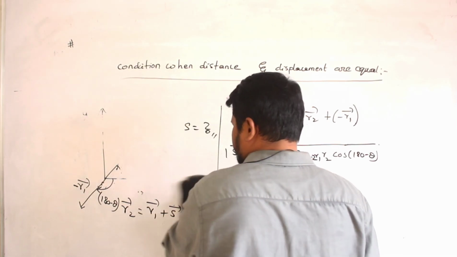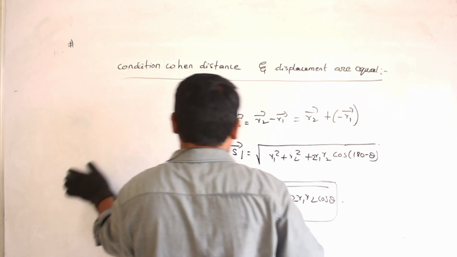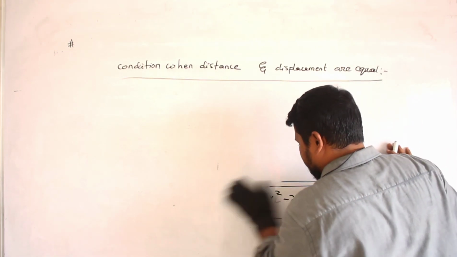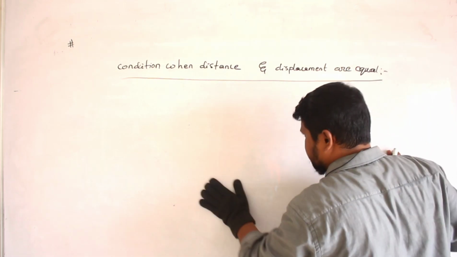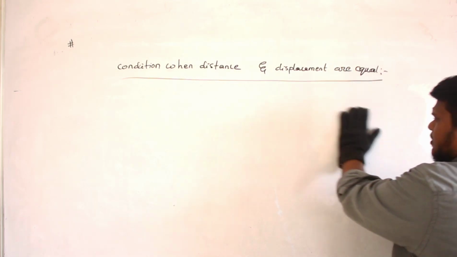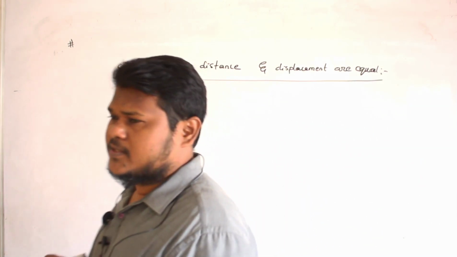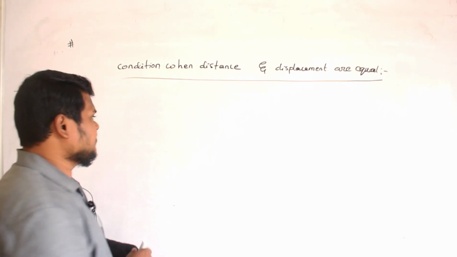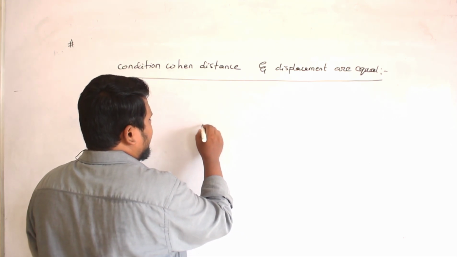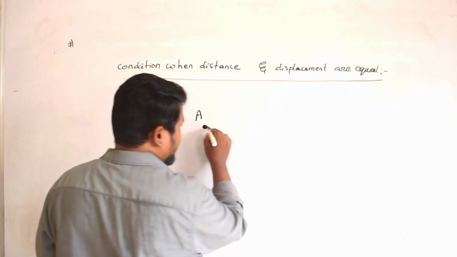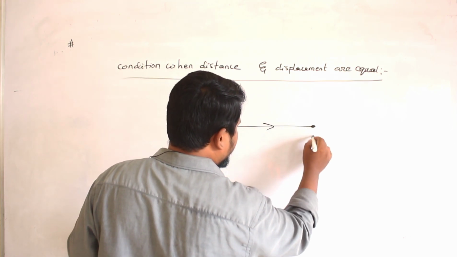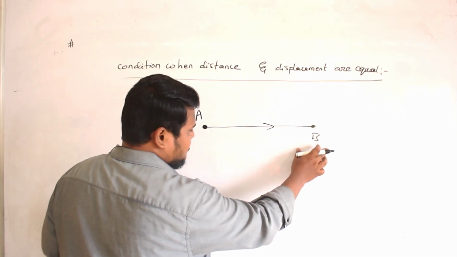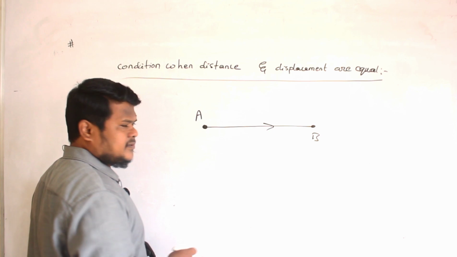So next, let us see the condition in which distance and displacement both are equal. Can you say what is that condition? Say any one condition where distance and displacement both are equal. The condition is when the body is moving in a straight line. Clear? Say a person starts from point A and he reaches up to point B. He is moving in a straight line. When he is moving in a straight line, then what is the distance in this condition?